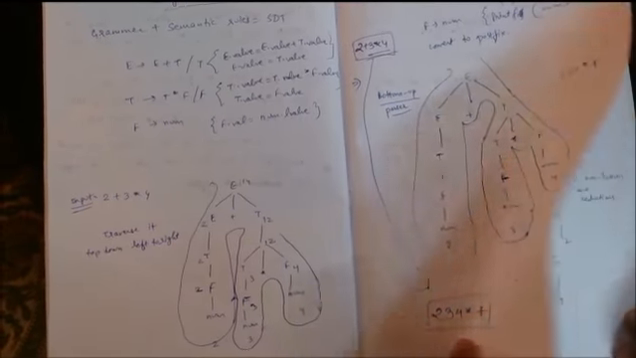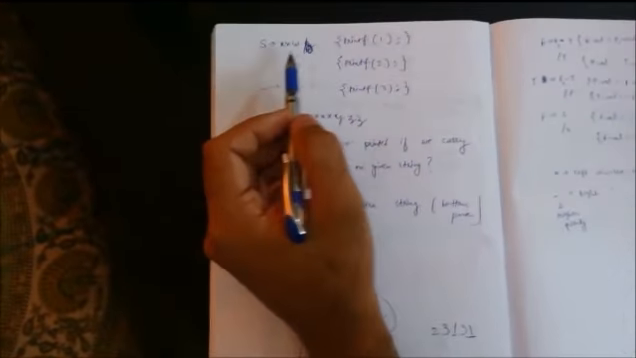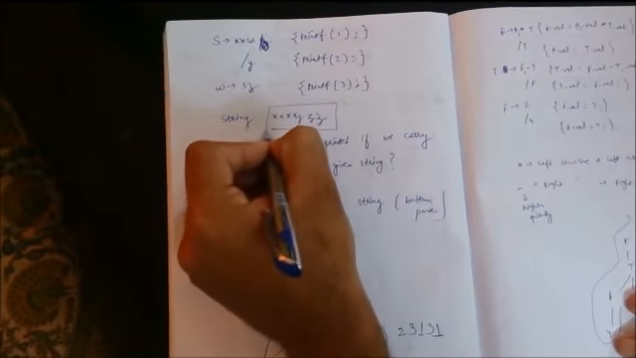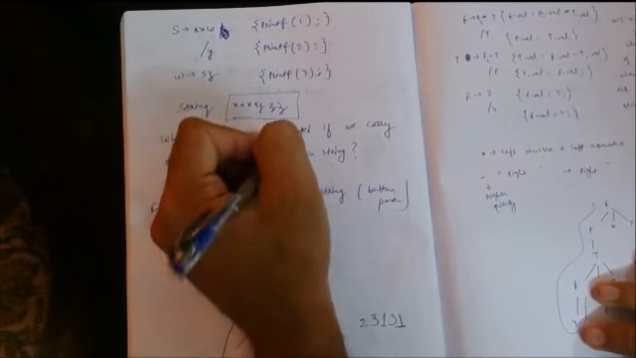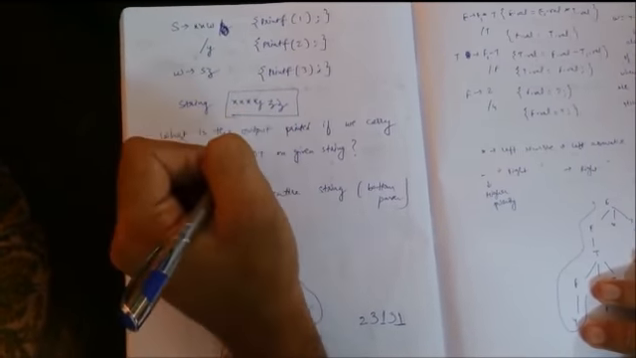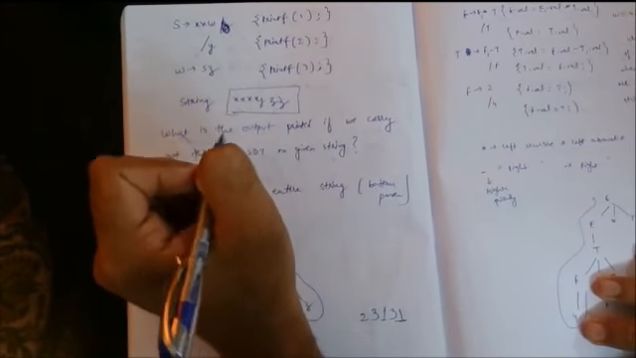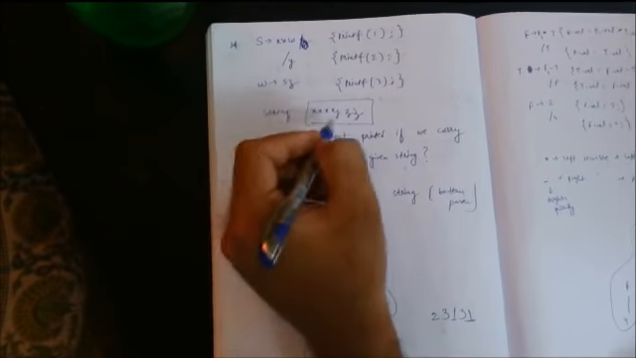To clear up my explanation of syntax directed translation, I would like to give one more example. Here is a bunch of semantic rules, and this is the given string. Our question is, what is the output printed if we carry out the given syntax directed translation on the given string? First things first, this is the given string. Firstly, the bunch of semantic rules are given.